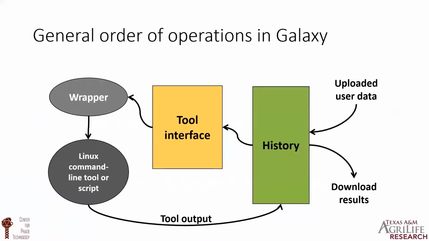This is an example of the general order of operations while working in Galaxy. The user uploads data on the right into the history of their Galaxy account. From the history, that data can be passed on to tools in the tool interface in the main window. What the user does not see is the tool interfacing with the wrapper, which invokes the command line tool or script. The output of the tool is then returned to the history.